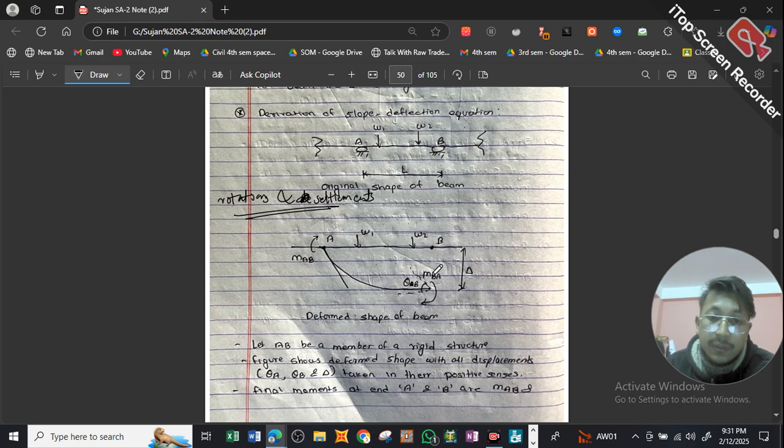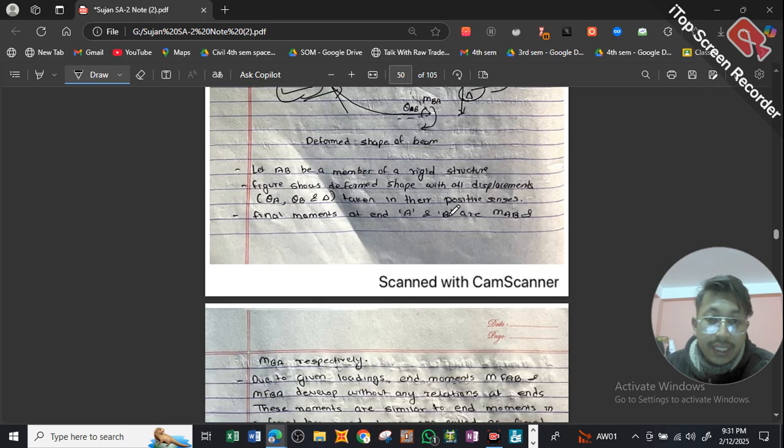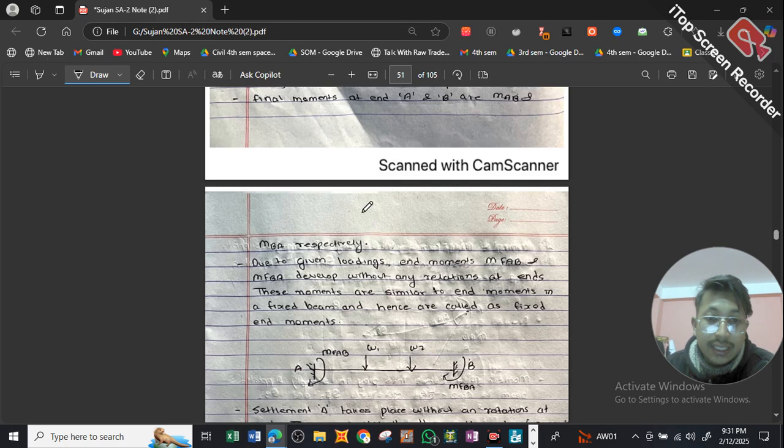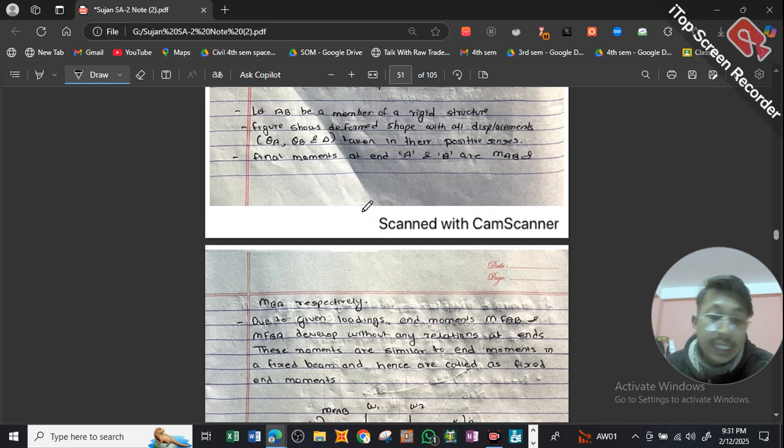So in this deformed shape of the beam, we have our end moments and we have our deflections. We will be calculating these end moments and deflections, but we will express them in terms of rotations and settlements. The final moments at ends A and B are written as MAB and MBA respectively.